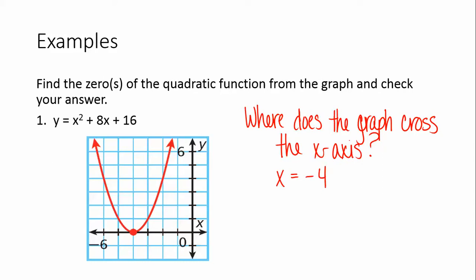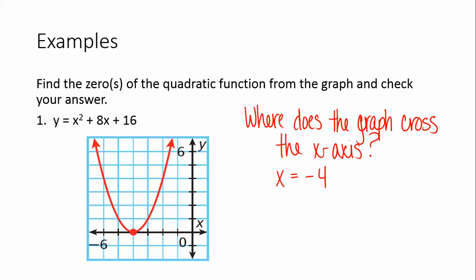Now remember from the previous slide, the definition, it says that our parabola may have 1, 2, or no zeros. And then the question is, does this graph cross the x-axis anywhere else? And it does not. So we just have 1 zero here.